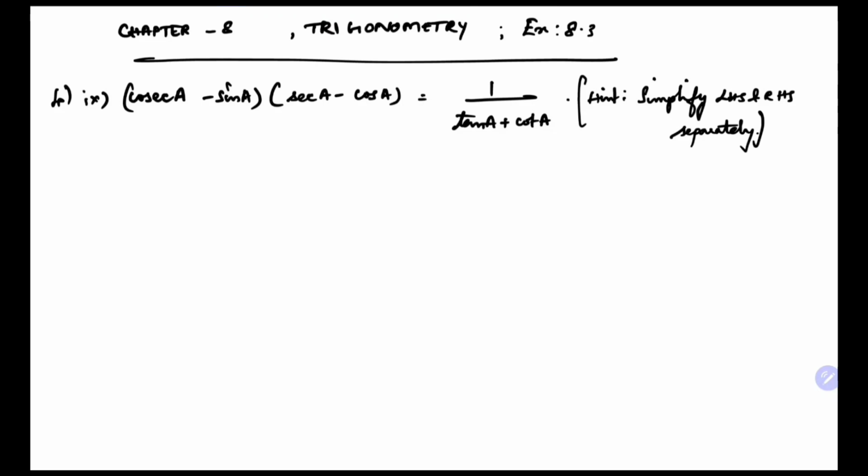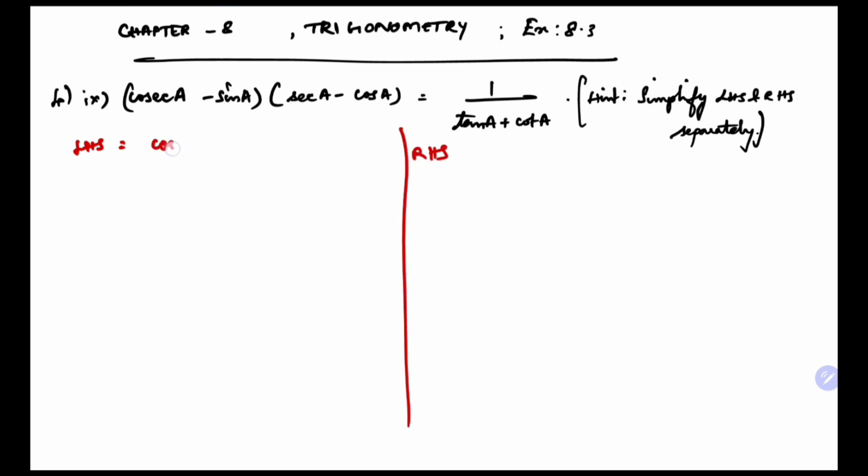Hello guys, in this video let us see question 4 of exercise 8.3, chapter 8, Trigonometry, 9th standard. Prove that (cosec A minus sin A) into (sec A minus cot A) is equal to 1 by (tan A plus cot A). The given hint is to simplify LHS and RHS separately. So let us do LHS first, then we will continue with RHS.